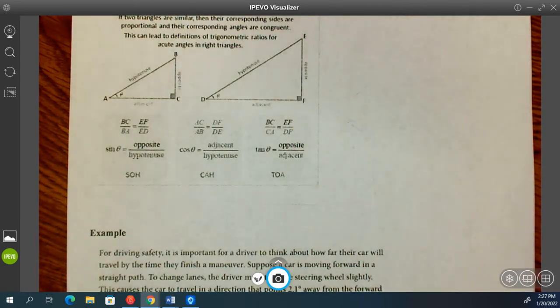Tomorrow on the quiz, the whole concept over it is understanding how the ratios work. When we first started, we looked at the ratios between the legs. Remember, ratio means when you're comparing two things.